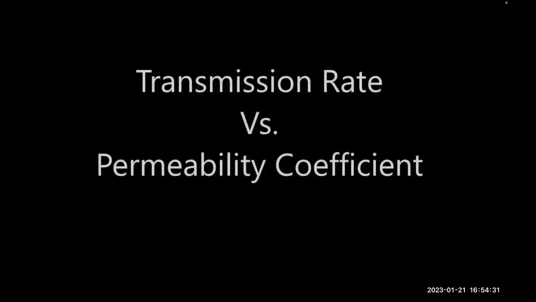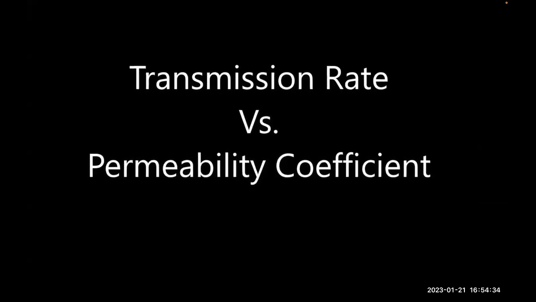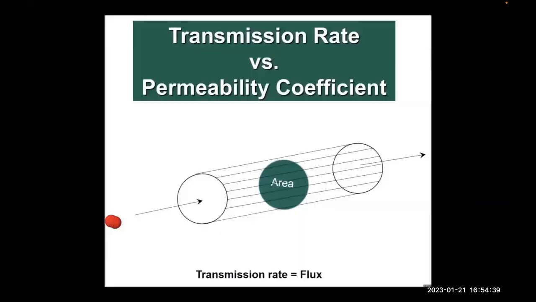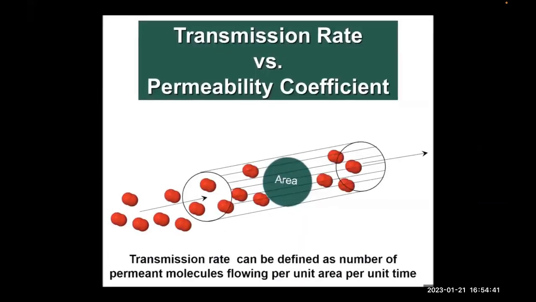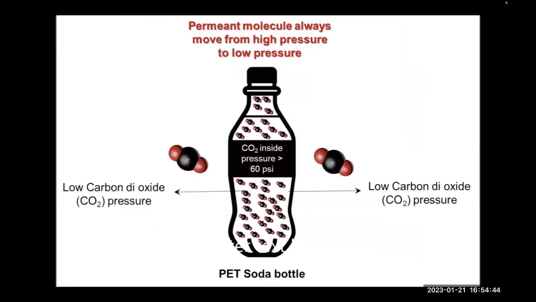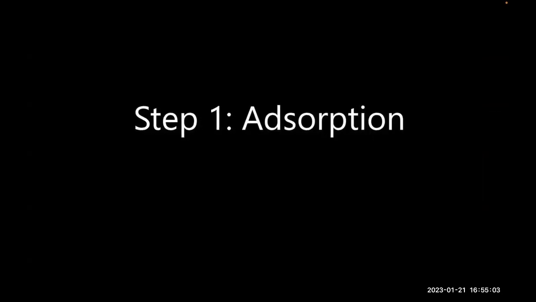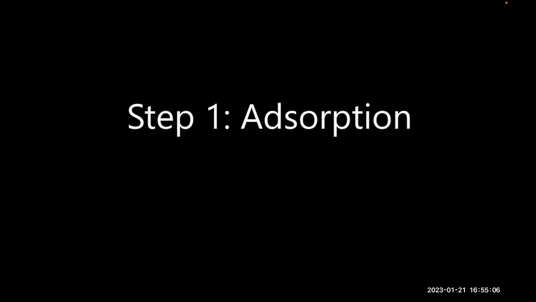Transmission rate of a polymer can be defined as the number of molecules transmitting through a polymer per unit area per unit time. The transmission rate numbers can change with varying thicknesses of the polymeric film and the change in the pressure difference between the permeant side and the carrier side. To normalize for the thickness and to account for the pressure differential between the two sides, the permeability coefficient is calculated. The transmission process can be divided into 3 steps: adsorption, diffusion, and desorption.